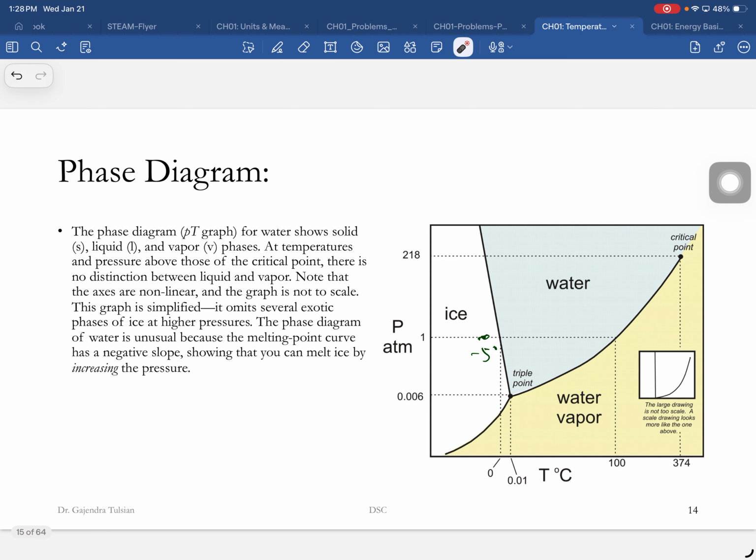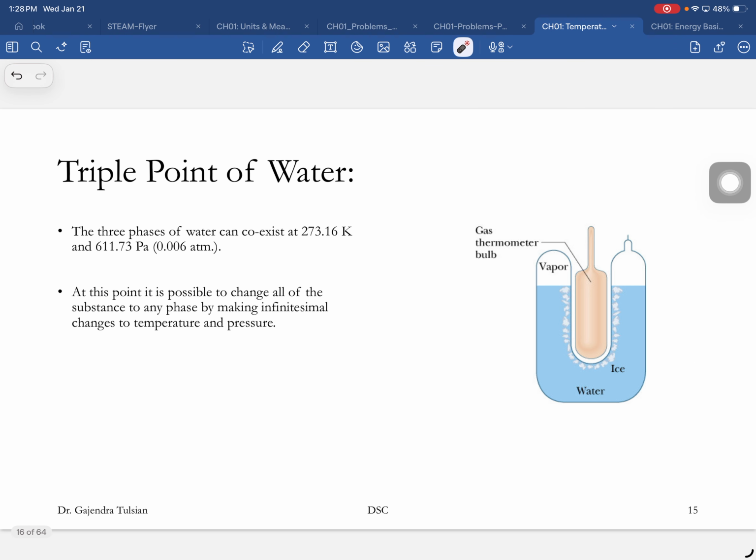So the triple point happens precisely at this temperature and that pressure. And here you can see that there's a vapor phase, liquid phase, and solid phase. So at this point, it's possible to change all the substance to any phase.